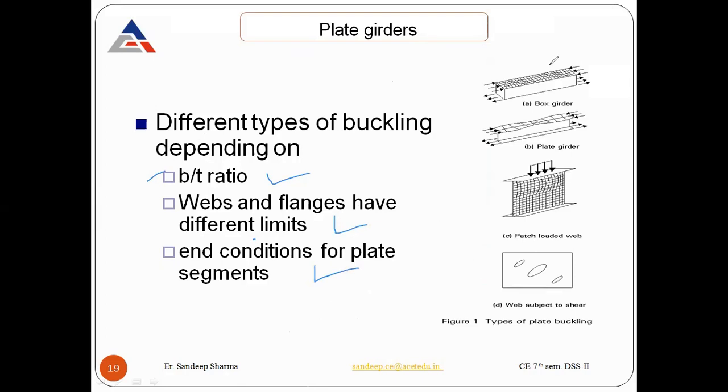So here you can see the pictures for the box girder, like we have. This kind of portion will be buckled due to the shear stresses. This is the plate girder. Then this is the flange portion we have. Here you can see some buckled part. This is the patch loaded web.